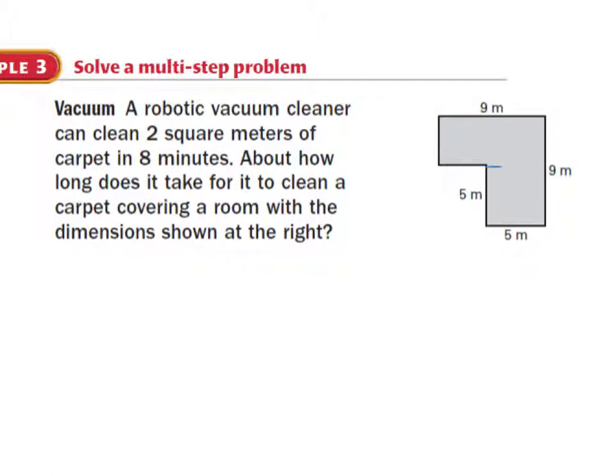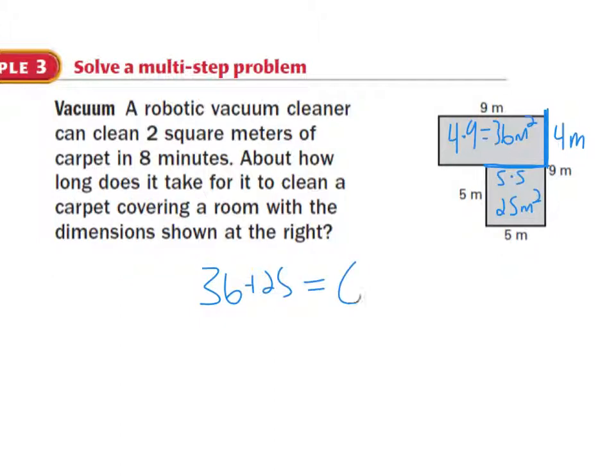So I'm going to draw this line in. That way I would have a square on the bottom, and I could do 5 times 5 and get 25 meters squared for that area. Then, since this side is 9, I would be left with right here 4 meters. So I could do 4 times 9 and get 36 meters squared for the top. So the total amount of area would be 25 plus 36, which would be 61 meters squared.